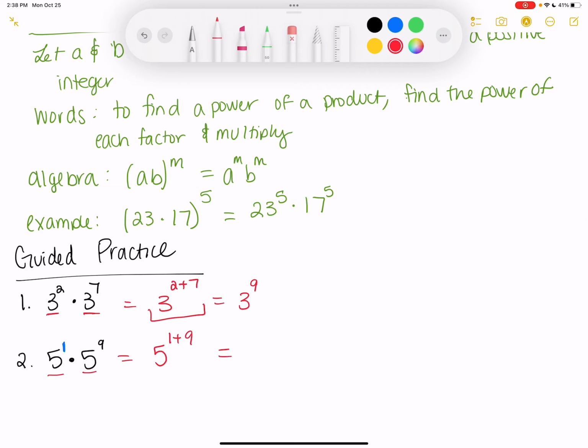Is there like a 0? I'm guessing not. Well, you could have something like this, but if that's true, this is equal to 1. Anything raised to the power of 0 is equal to 1. So I could give you 2032 raised to the 0, and that's also equal to 1. You probably won't really see that with these particular problems in this section, but that is something you could see for sure. So 5 to the 1 plus 9, so 5 to the 10th.